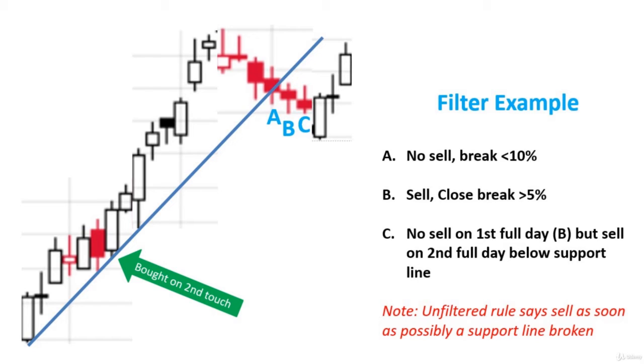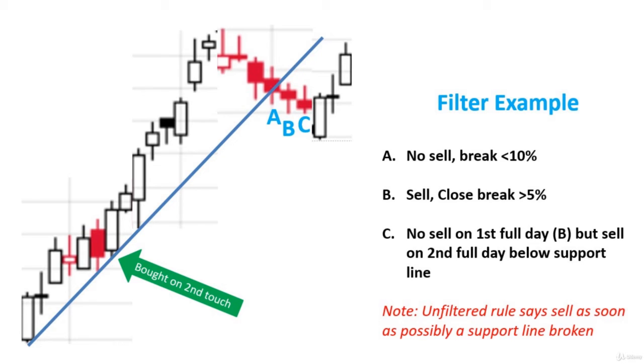But let's say we had a filter that said we have to not only break it, but it's got to break it by 10%. We would say at the letter A, an estimate here in this example, okay, we're not going to sell here because it didn't break the line by more than 10%. We're not selling because it's less than 10%, really, is a way to look at it. So it's no sell, the break is less than 10%, it's no sell on A.